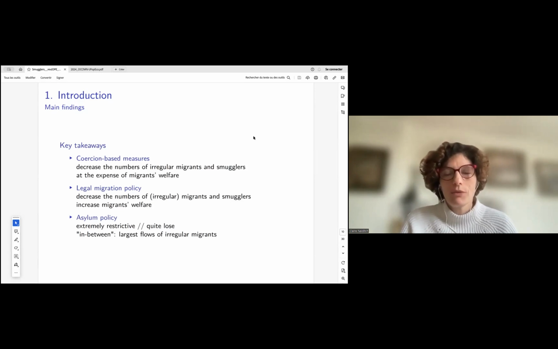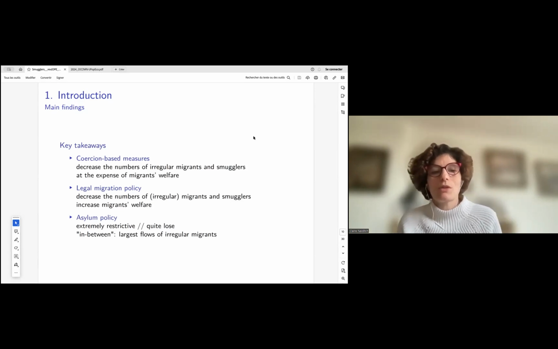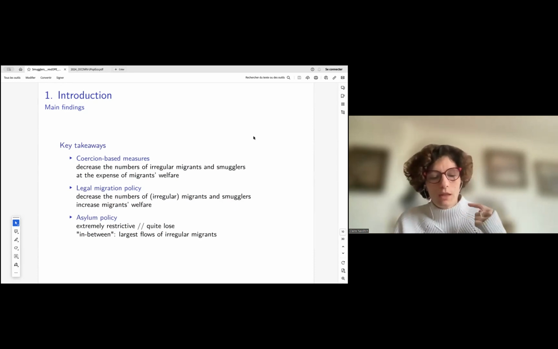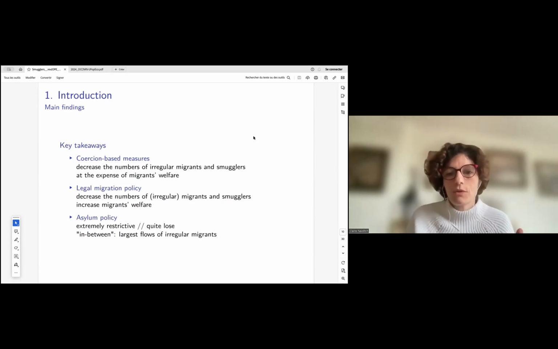And finally, we found an interesting result on the asylum policy, showing that because of the fact that migrants are going to try and try again to come in, if you have an in-between asylum policy, they're going to have the largest flows of irregular migrants, and it would be better in terms of decreasing the number of migrants to have either an extremely restrictive policy or a quite loose one.